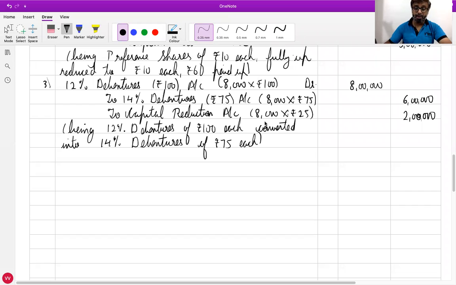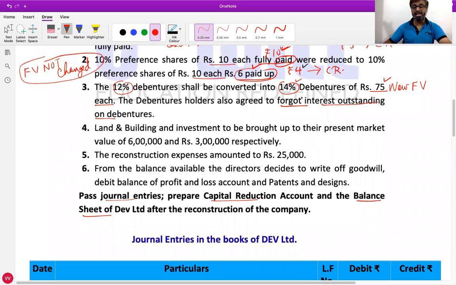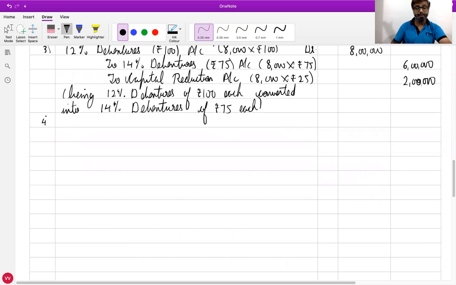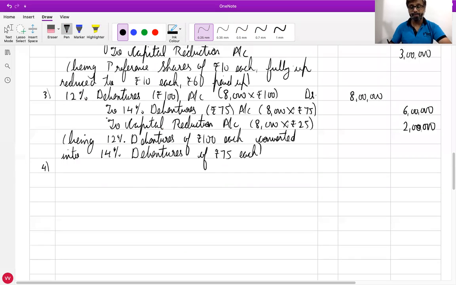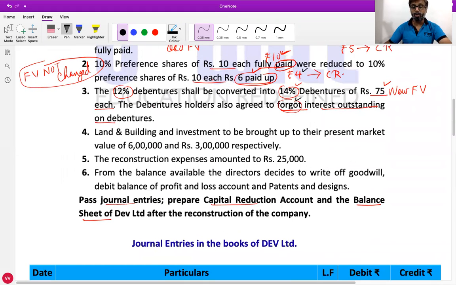Navang from OP, unmute yourself. What about this: the debenture holders agree to forego the outstanding interest on debentures? What will be the entry for that? The debenture holders agreed to forego or sacrifice interest outstanding on debentures.